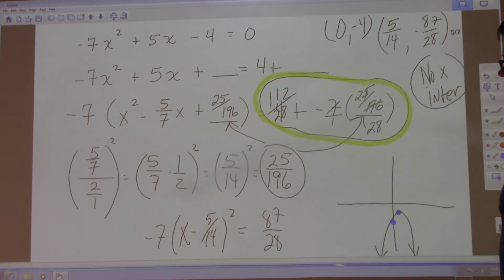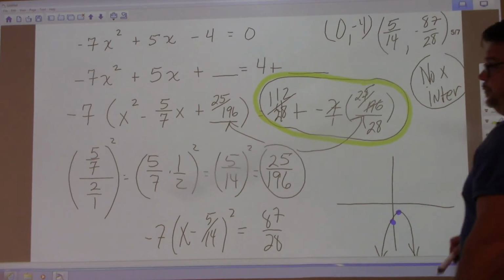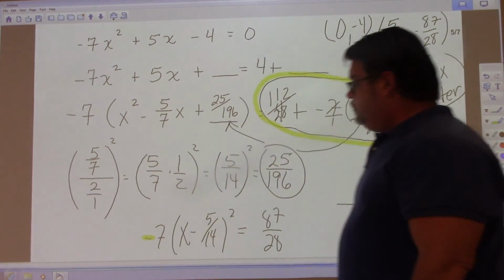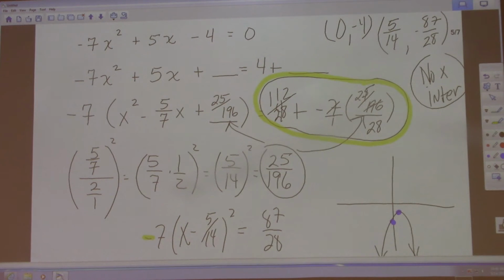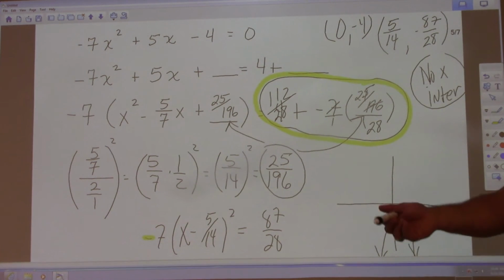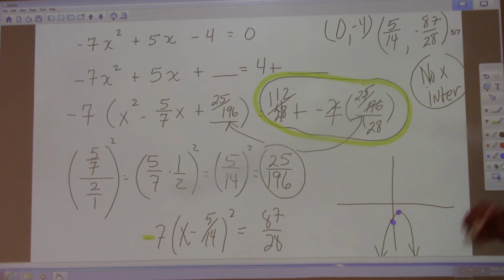How do I know it's opening downward? There's no x. That's negative. We're going to get into that when we drop back to chapter 2. And all that stuff in chapter 2 is going to be easy for y'all.